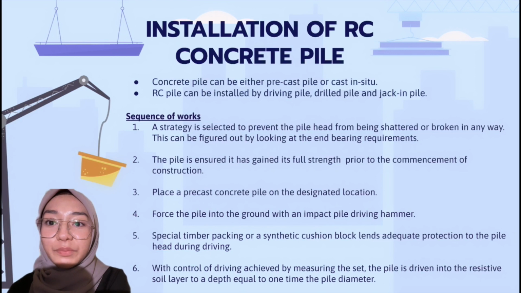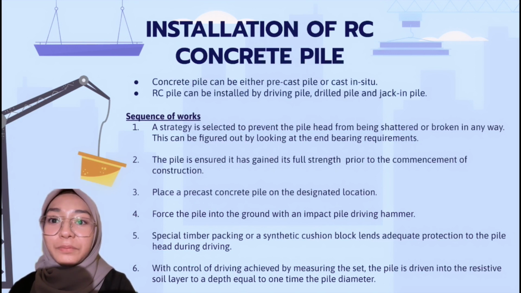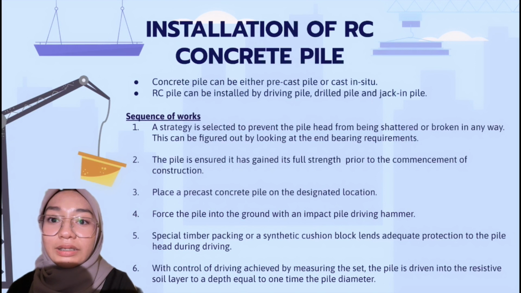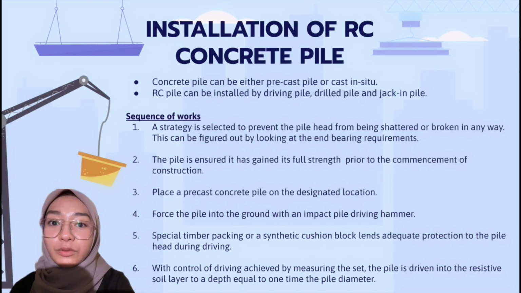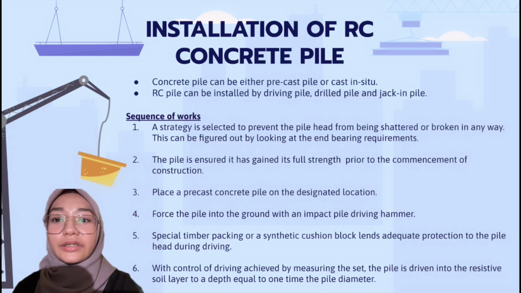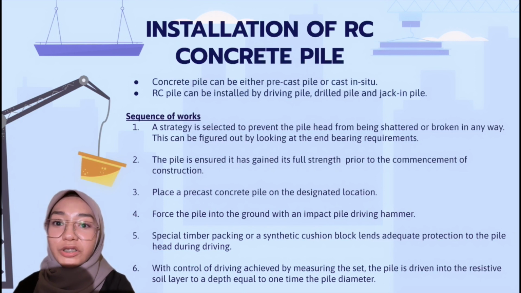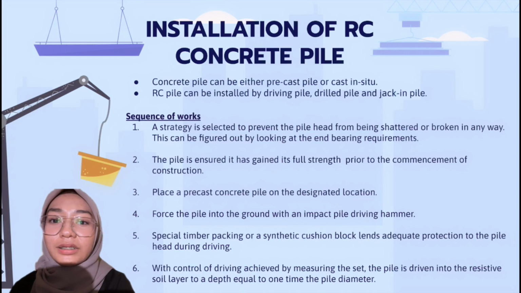Next, place a precast concrete pile on the design location. Next, force the pile into the ground with an impact pile driving hammer. Special timber packing or synthetic cushion block is lent to the pile head during driving. And lastly, with control of driving achieved by measuring the set, the pile is driven into the resistive soil layer to a depth equal to 1 time the pile diameter.